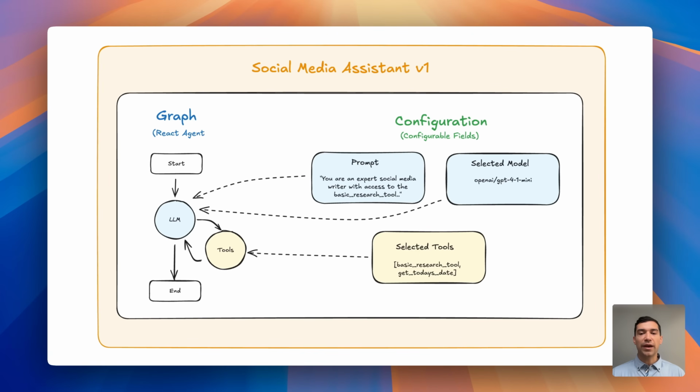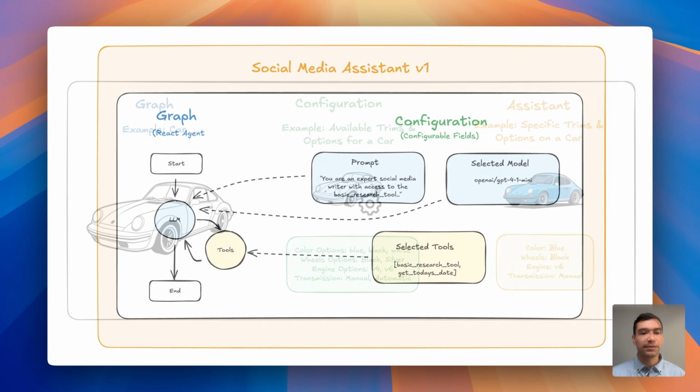An assistant is what you get when you combine your graph with a specific configuration. It's a saved named version, like Social Media Assistant v1, that you can deploy and reuse. Each assistant represents a specialized version of your graph. So for the Social Media Assistant, you can see we have a prompt that's specified for social media content generation. We've selected a model that's appropriate for this task. And additionally, we gave it access to some tools to help it accomplish this. This is now saved and versioned, and we can use it anywhere in our applications.